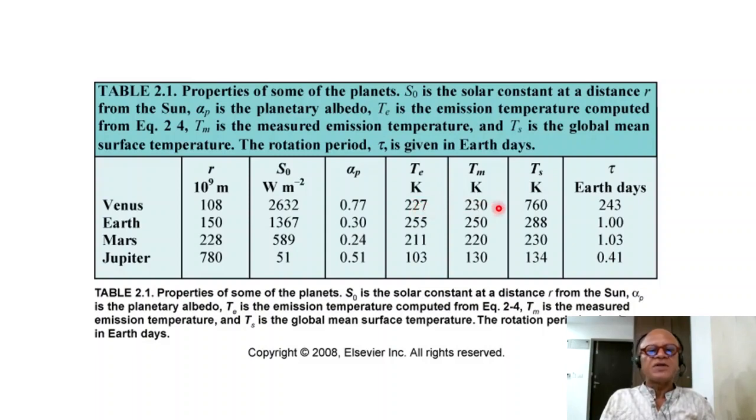Its measured emission temperature is 230. And its surface temperature is estimated at 760 Kelvin. So it has a runaway warming, as we mentioned before. Mars, on the other hand, is quite cold compared to Earth, minus 50 degrees centigrade. So its surface temperature is at 230 Kelvin, and there are differences in the rotation period as well.